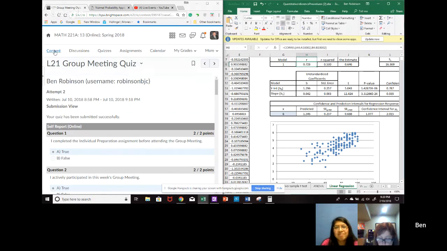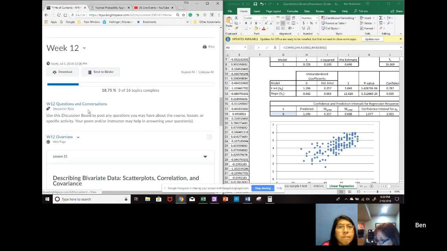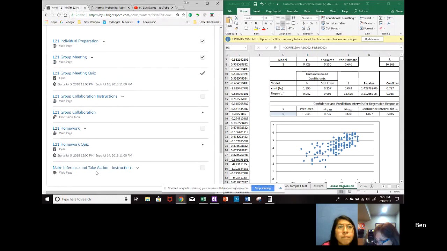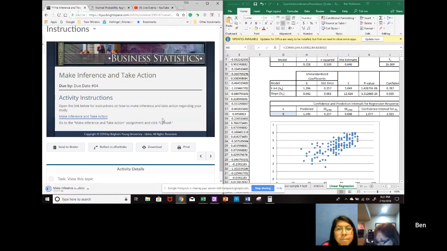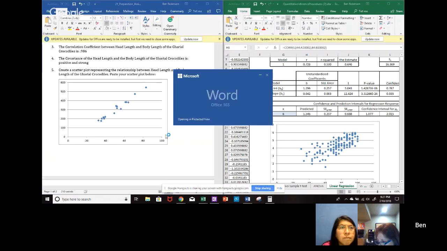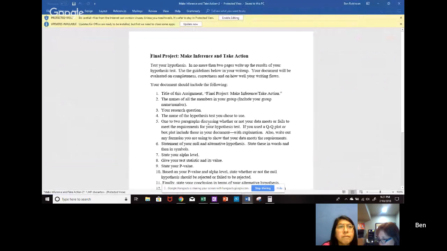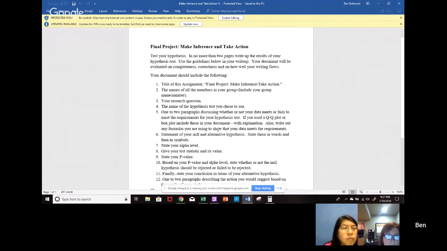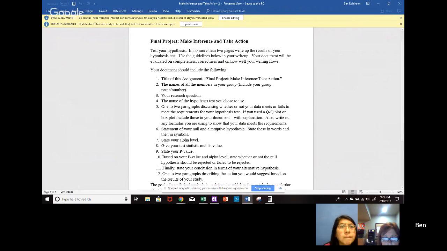So what do we have for our project this week? The project is making inference and taking action. It's almost the same as the data, but then we have to state the alpha level. I think you put the t-test and the p-value last time. And stating the hypotheses and then the alternative hypotheses.